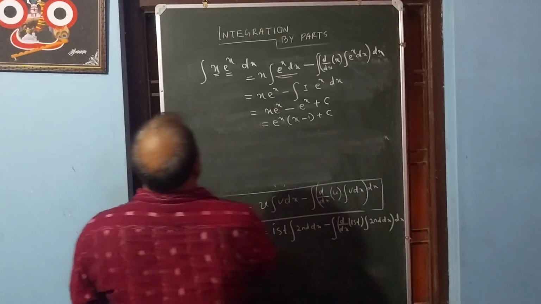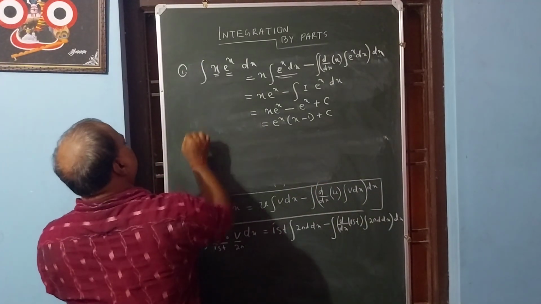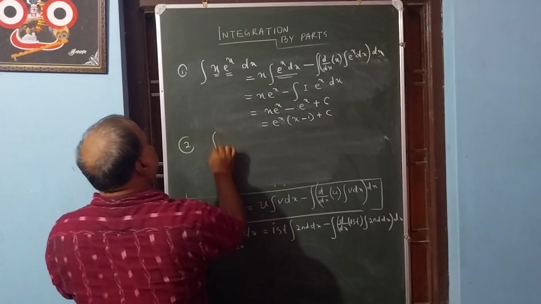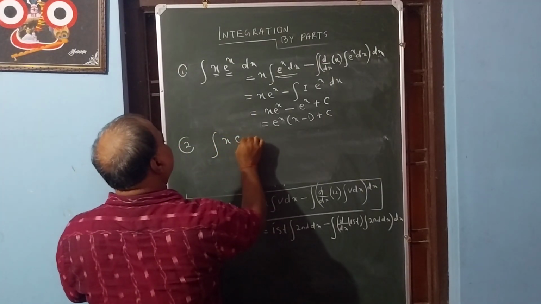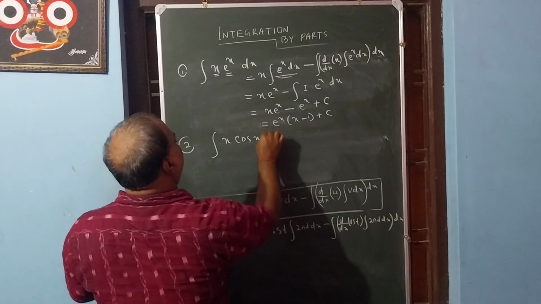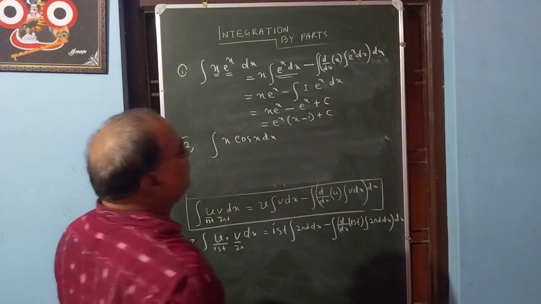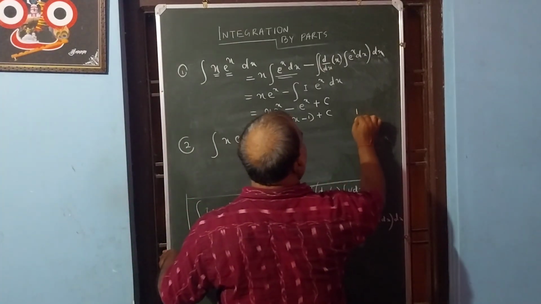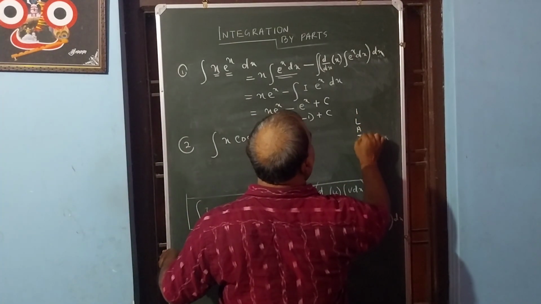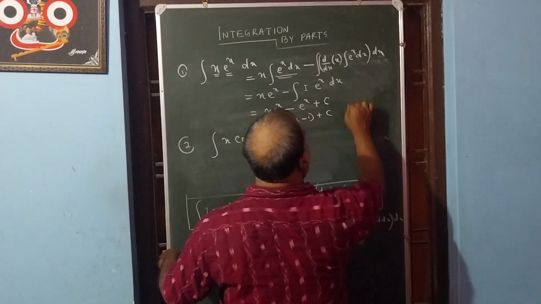Another example, question number 1. Here it is, question number 2. Suppose the integral of x cos x dx. We see here the Euler formula, ILATE. This is one formula you have to remember.